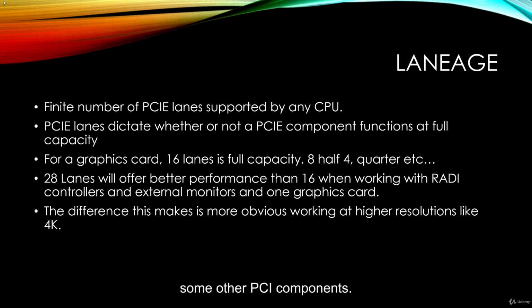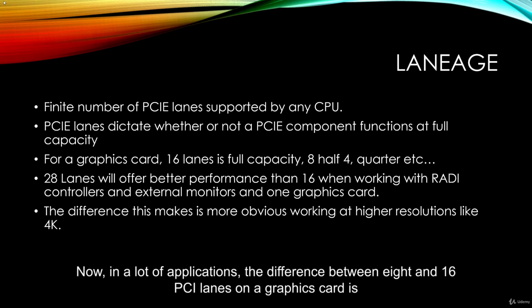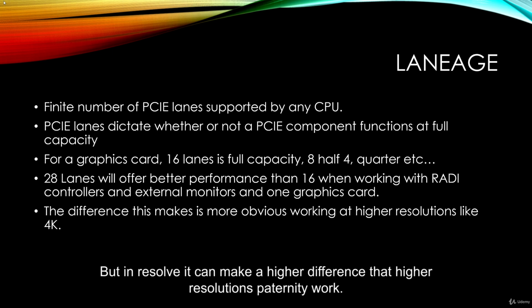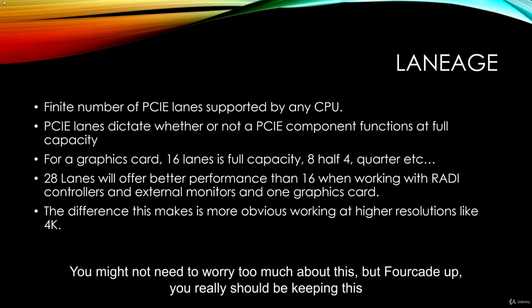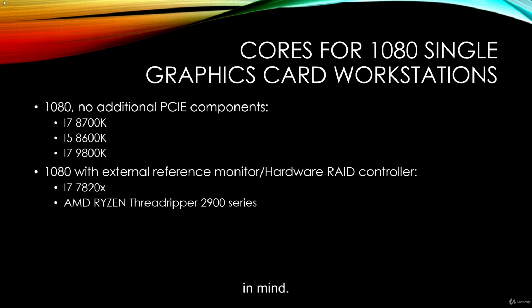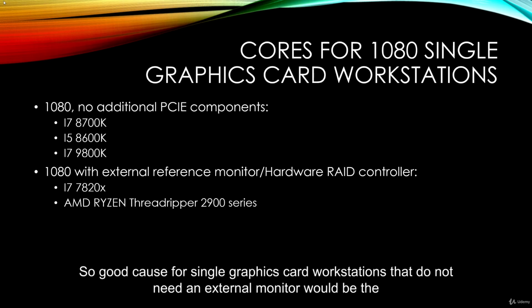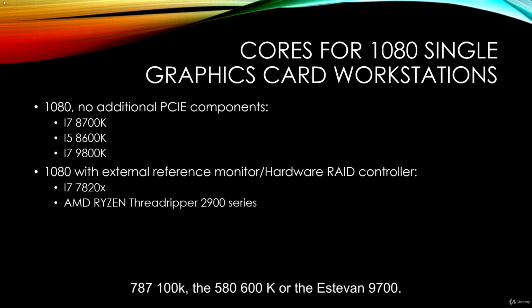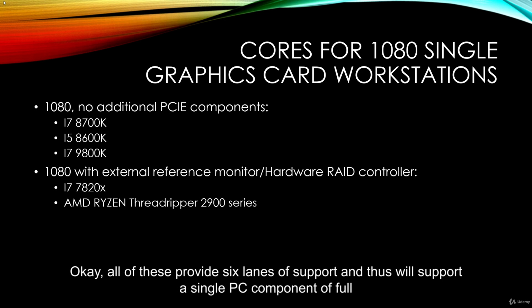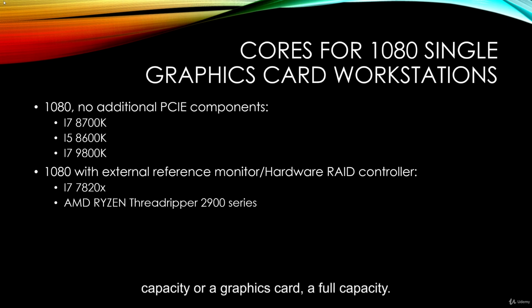Now, in a lot of applications, the difference between 8 and 16 PCIe lanes on a graphics card is not that pronounced, but in Resolve, it can make a higher difference at higher resolutions. For 1080 work, you might not need to worry too much about this, but 4K and up, you really should be keeping this in mind. So, good cores for 1080 single graphics card workstations that do not need an external monitor would be the i7-8700K, the i5-8600K, or the i7-9700K. All of these provide 16 lanes of support and thus will support a single PCIe component at full capacity or a graphics card at full capacity.